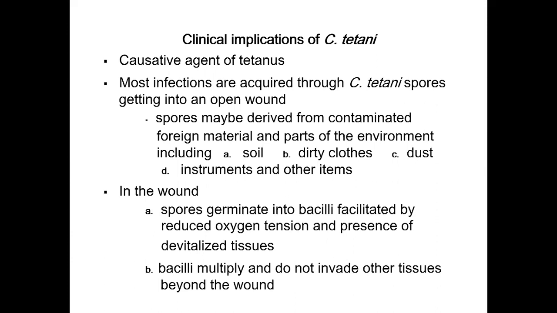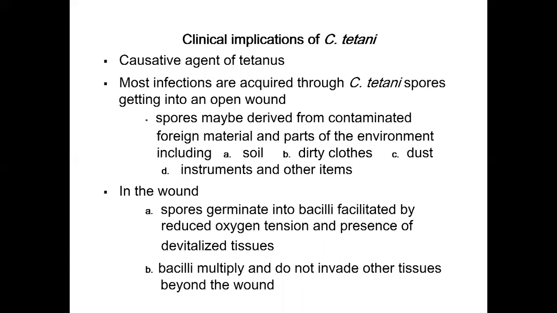Most infections by Clostridium tetani are acquired through the spores, its spores getting into an organism. These spores may be derived from contaminated foreign material. They could also be directly from parts of the environment. These foreign materials could be acquired also from the environment. So it could be found in soil, dirty clothes, dust, instruments, and other items.